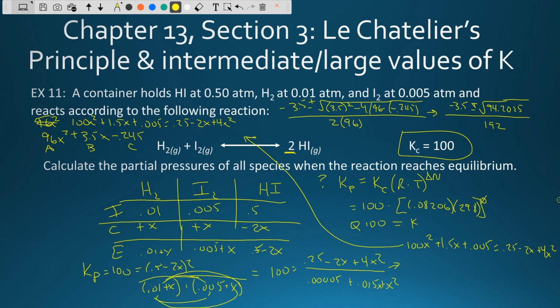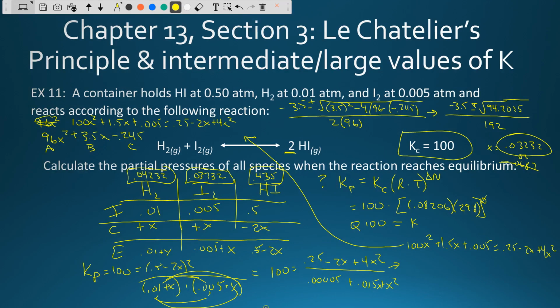Okay, so I take a look. My x will then be a value of either 0.03232 or negative 0.0687. Well, I can't have a negative in there, so my x has got to be this. So going back to that, 0.01 plus x will give me 0.04232. 0.005 plus x, that's going to give me 0.03732. And lastly, 0.5 minus 2x will end up giving me a 0.435.